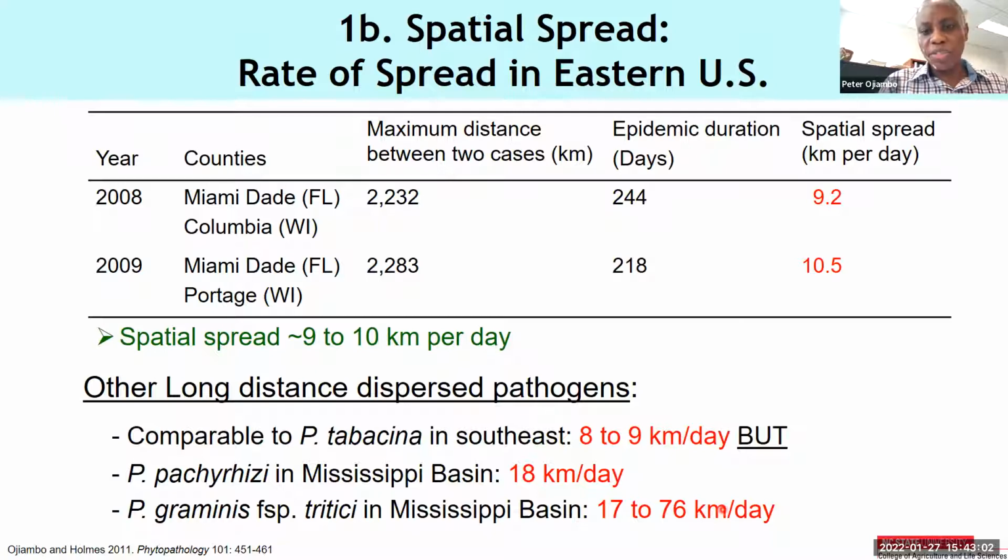A lot of this has to do with the ability of the pathogen to survive during transport. For example, downy mildew spores cannot survive long in the atmosphere, compared to rust spores, which are melanized and can survive the UV radiation during transport. That allows them to move over a longer distance compared to those of downy mildew.